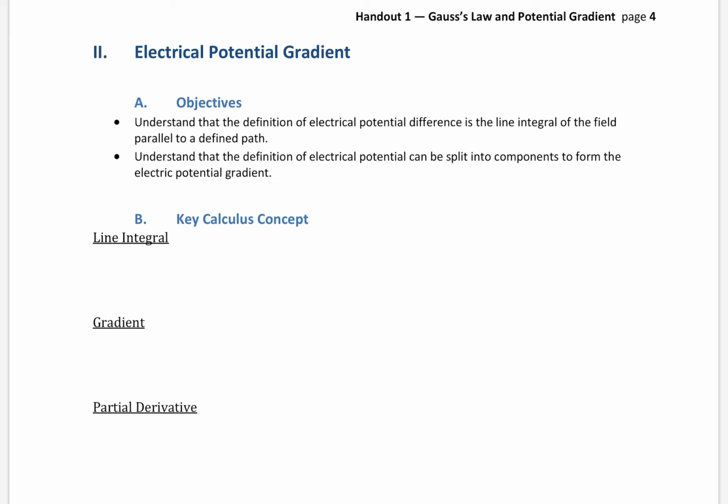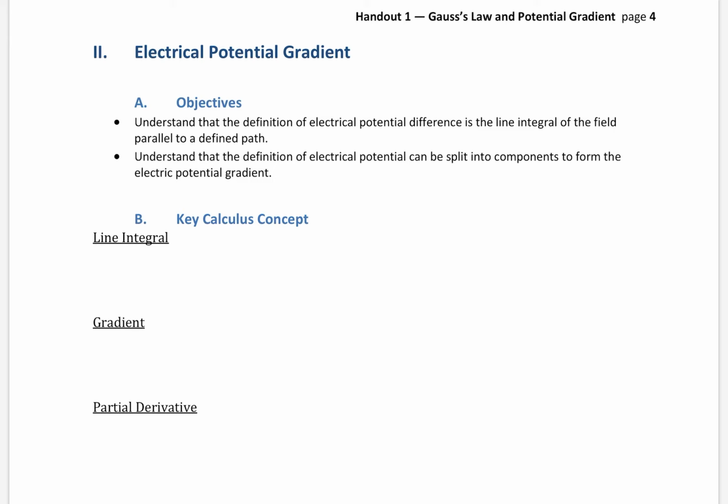Oh, we're talking about a different kind of integral here. Now we're talking about line integrals. We want to understand that the definition of electrical potential can be split into components to form the electrical potential gradient. So the transition here is because, after all, Gauss's law really defines the electric field, the idea of it representing enclosed charge and being tied to whatever enclosed charge there is. Well, how do we then think about voltage? Because voltage is the next abstraction from electric field, because voltage is all about changes in potential energy, and the electric field represents the force that does the work that creates that change in potential energy.